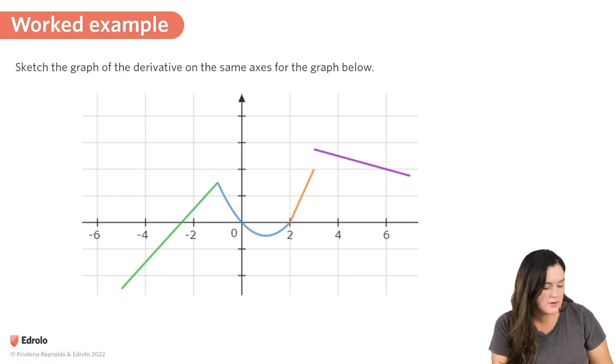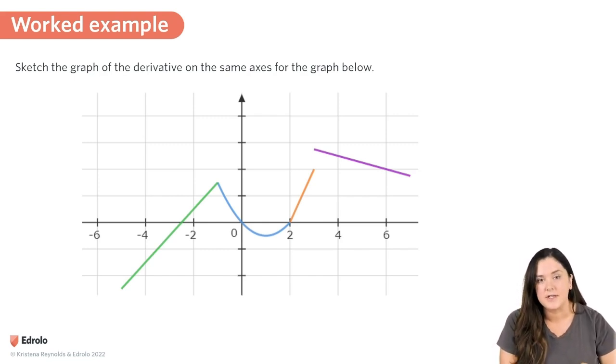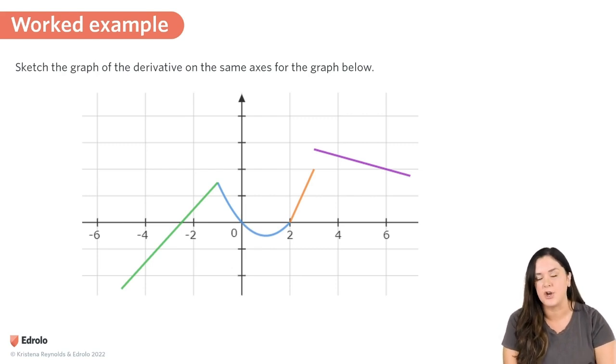So starting with the green, we can see that it is a positive gradient. So that means it's going to be on the positive y-axis there. The blue is part of a quadratic or a parabola. So we're going to have 2 different types of gradients there. The orange is, again, positive gradient. So it's going to be above the x-axis there. And then the purple line, we can see it has a negative slope. So it's actually going to be below the x-axis.